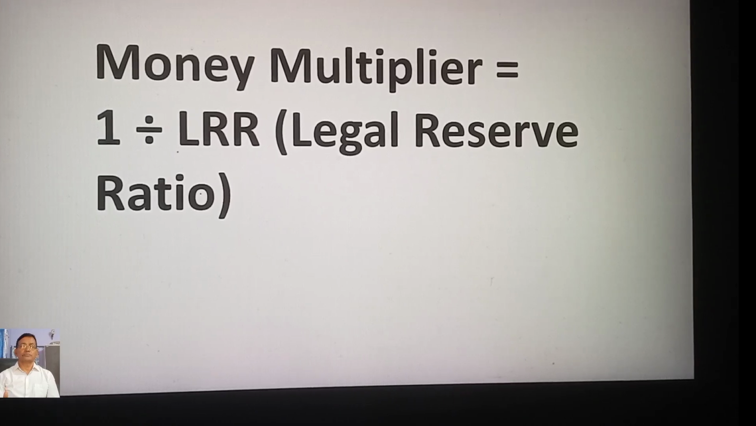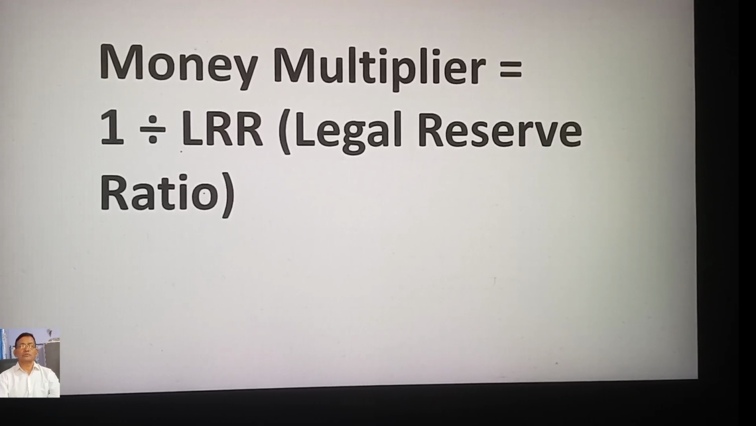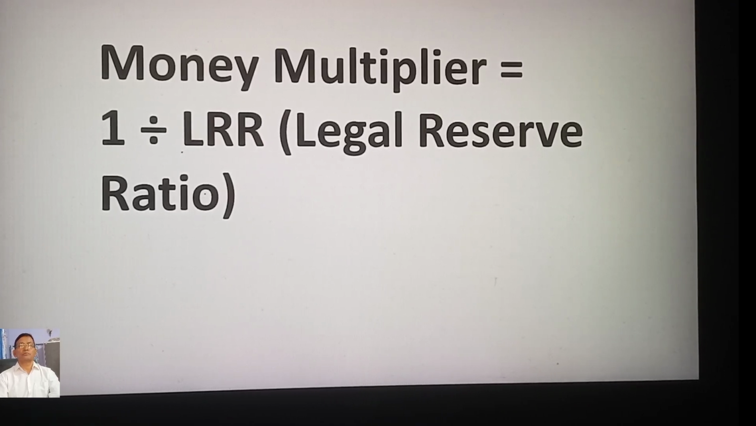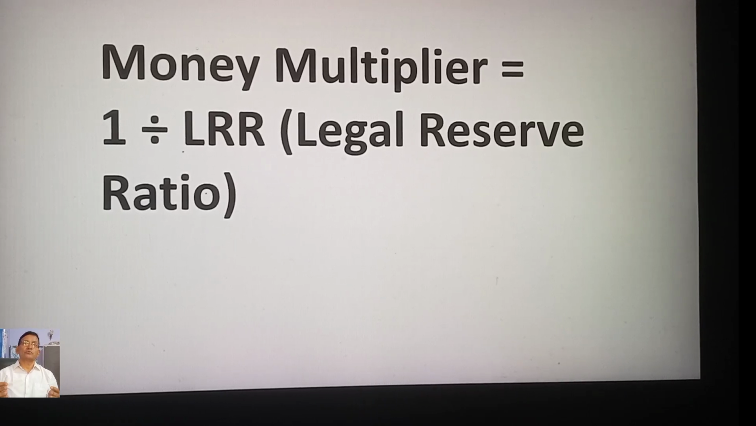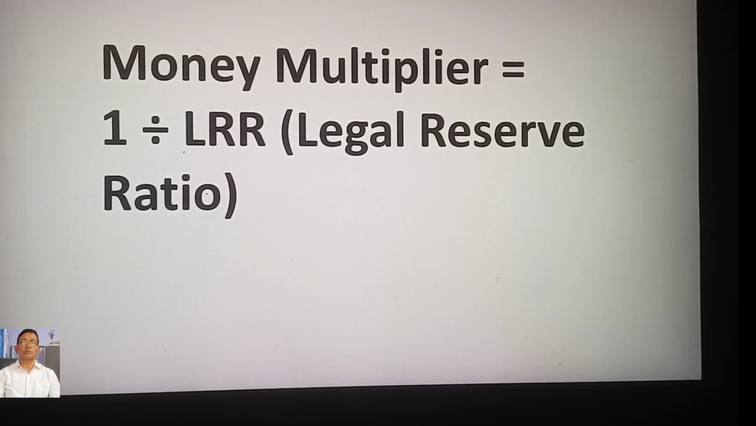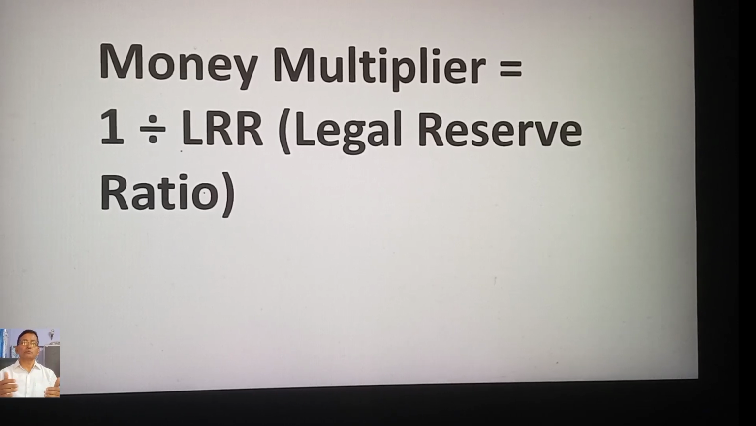So, money multiplier is equal to 1 divided by LRR, legal reserve ratio. The smaller the LRR, the more money banks can create. LRR stands for legal reserve ratio, which is just a small part of our money the bank must keep safe and not lend out.